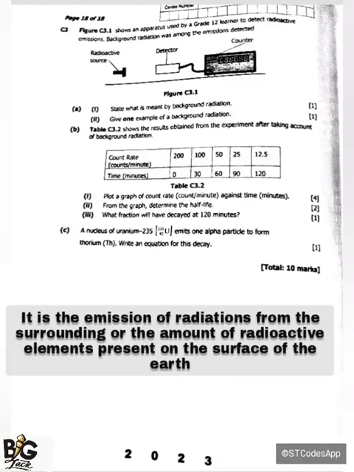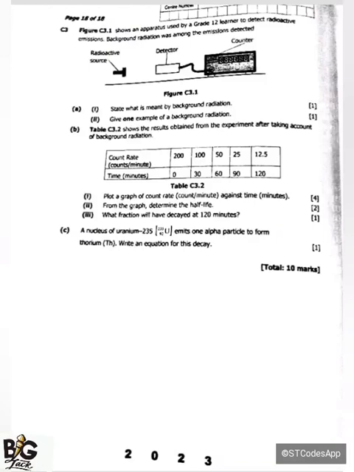Then apart from that, we also have Roman numeral 2. It is saying, give one example of a background radiation. So I'm going to say emission of radiations from cosmic rays is an example of background radiation.